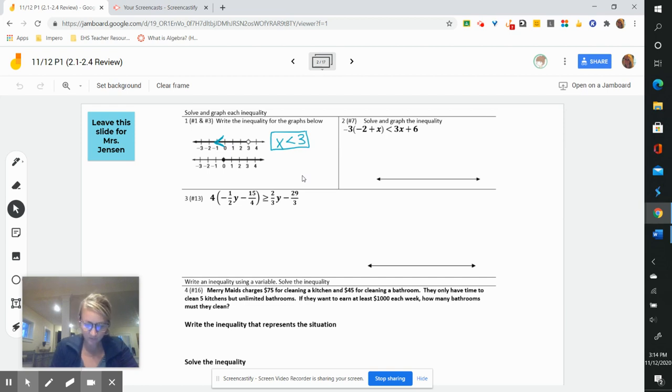The second graph, it's shaded to the right, so it's going to be greater than. It's a filled in circle, so it's going to be greater than or equal to, because that means that 0 is included in the possible solution set.